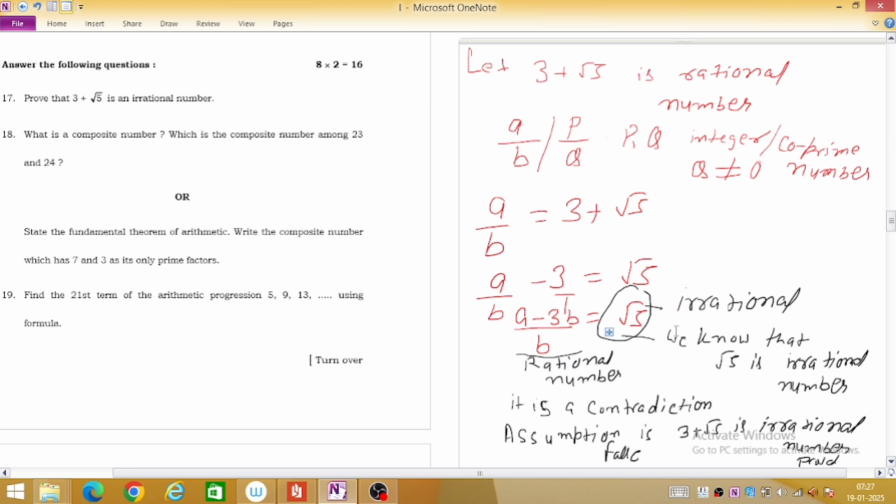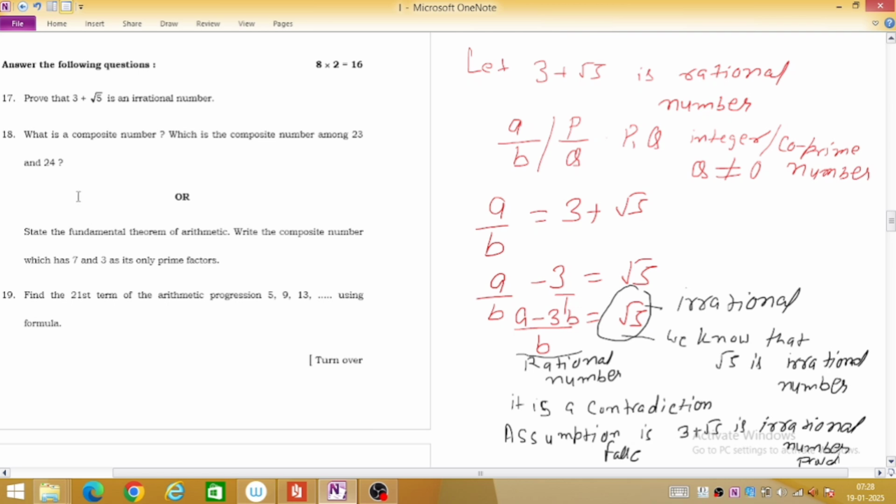The decimals keep repeating and the remainder never comes to 0. Always a remainder comes and this value keeps repeating; that is called an irrational number, not perfect p by q form. Then here root 5 is an irrational number, but a minus 3b by b is a rational number. How is it possible? An irrational number and a rational number, how can they be equal? It is a contradiction. The assumption is false. Then 3 plus root 5 is an irrational number.